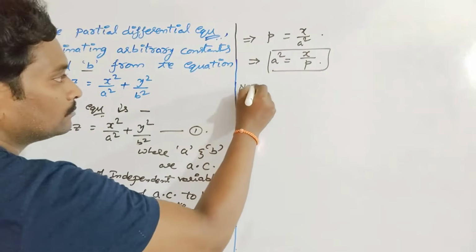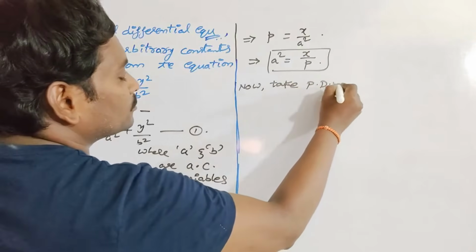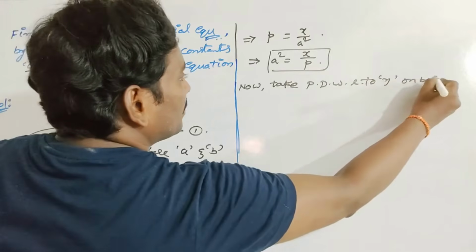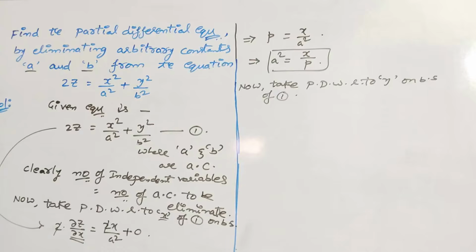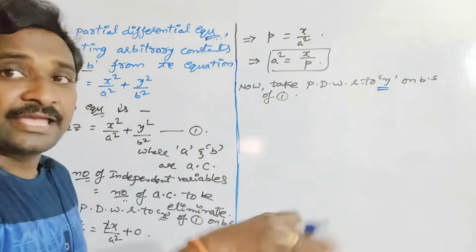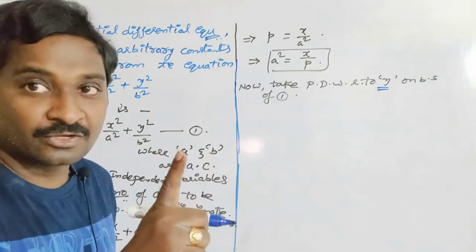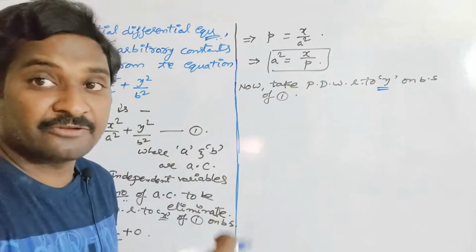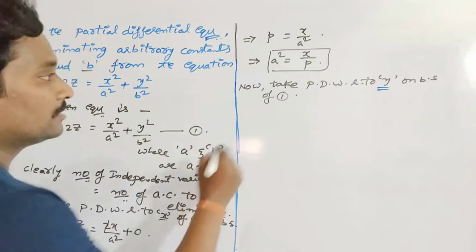Now take the partial derivative with respect to y on both sides of 1. Whenever we are taking the partial derivative with respect to y, x automatically becomes constant, but z is not constant. Don't forget it. Don't put the derivative of the z term as 0 here, because z is a dependent variable. z is a function of both variables x and y. Don't forget it.